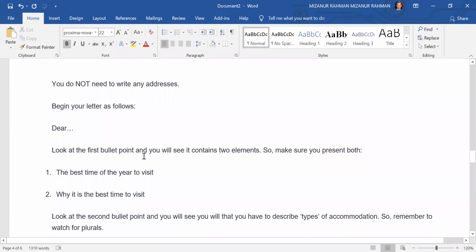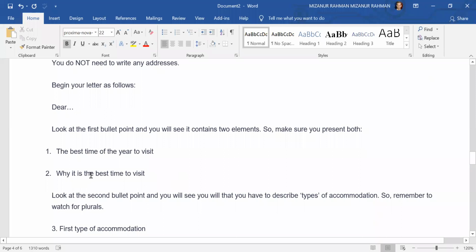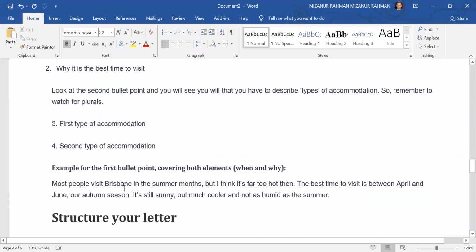Look at the first bullet point and you will see it contains two elements. So make sure you present both: the best time of the year to visit, and why it is the best time. You can say most people visit Brisbane in the summer months, but I think it's far too hot then. The best time to visit is between April and June, our autumn season. It's still sunny, but much cooler and not as humid as the summer.